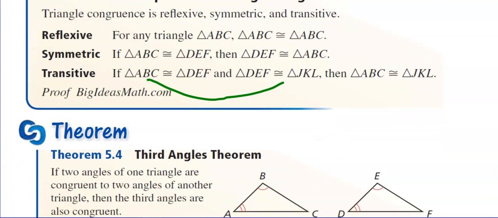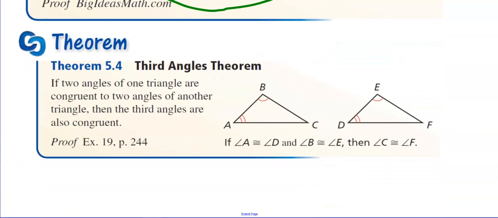Same concepts. Third angle theorem. This basically says, since we know that triangles add up to 180, and if we know these two are the same and these two are the same, they're going to add up to the same number, and whatever's left over will be that third angle, so this has to be the same. So if we know two angles, the third angle has to match up.